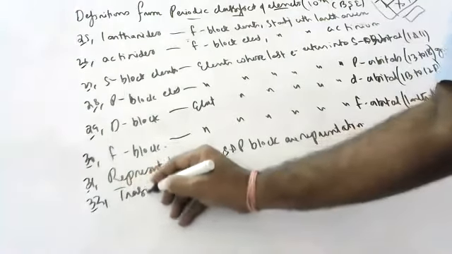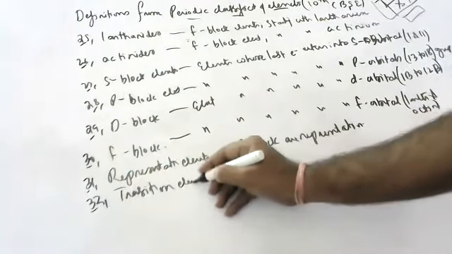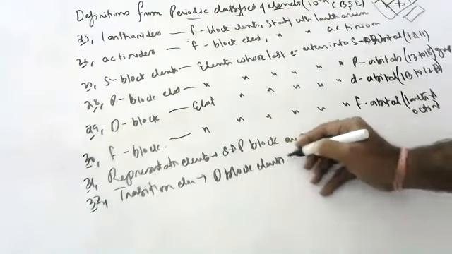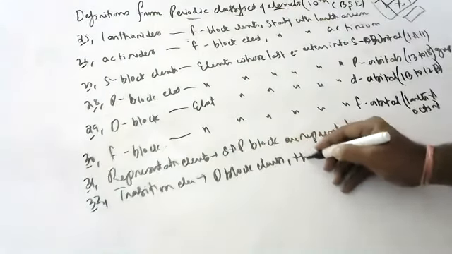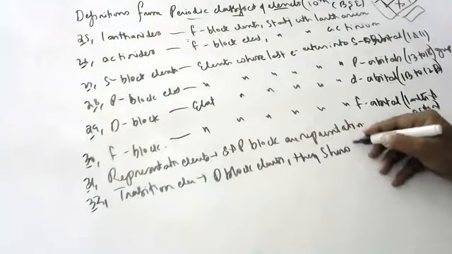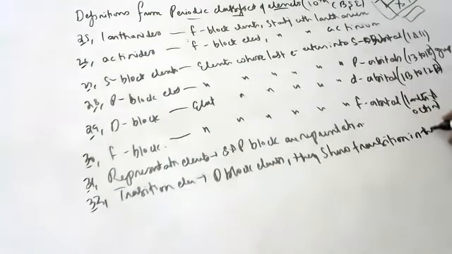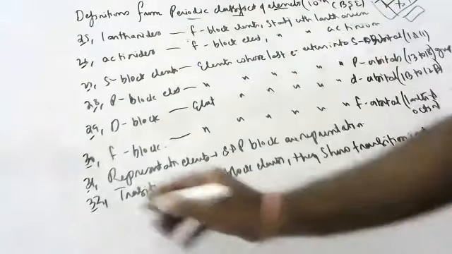Transition elements. D block and F? No, only D. Only D block elements are called transition elements because they show transition in their properties, a sudden change in their properties, like they show magnetism, they get conductivity, etc.